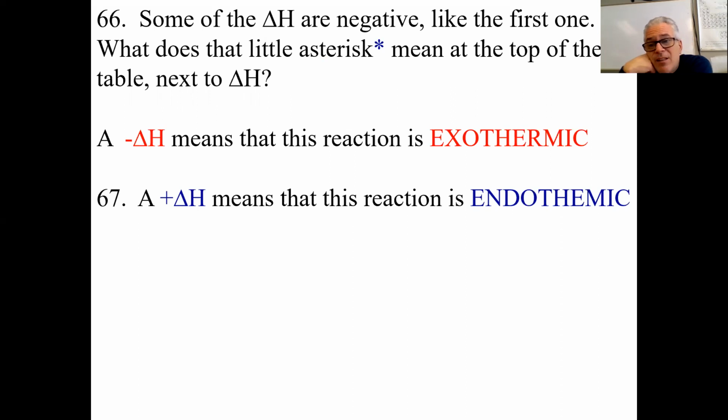Now, one of the trickiest things we're going to have in this whole class is a negative or positive delta H. If you have money, how much money do you have? You don't have positive money. If you owe me $5, you don't have negative money. If you ever opened your wallet when you owed me $5, there would not be a minus $5 bill in there. There's no such thing as negative money or positive money, right?